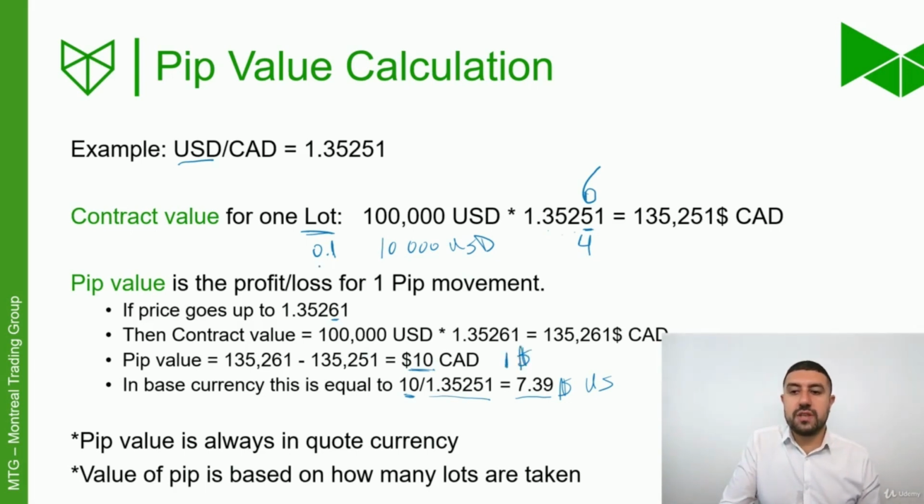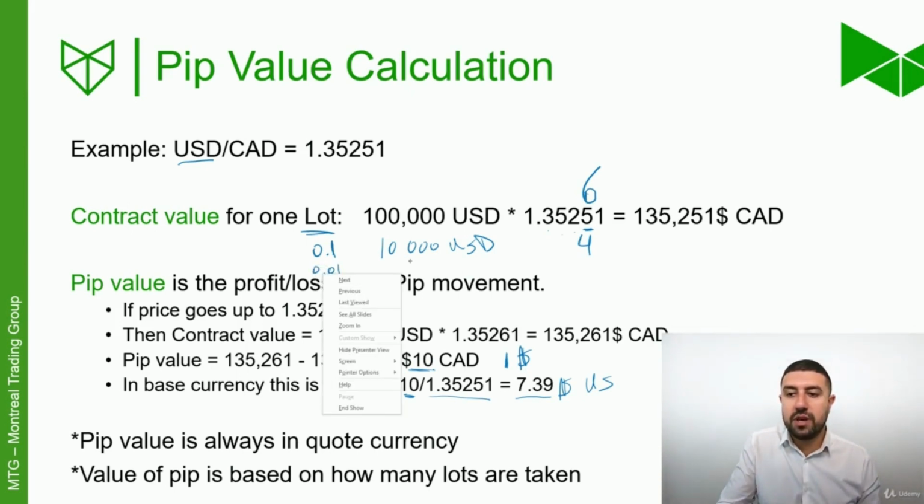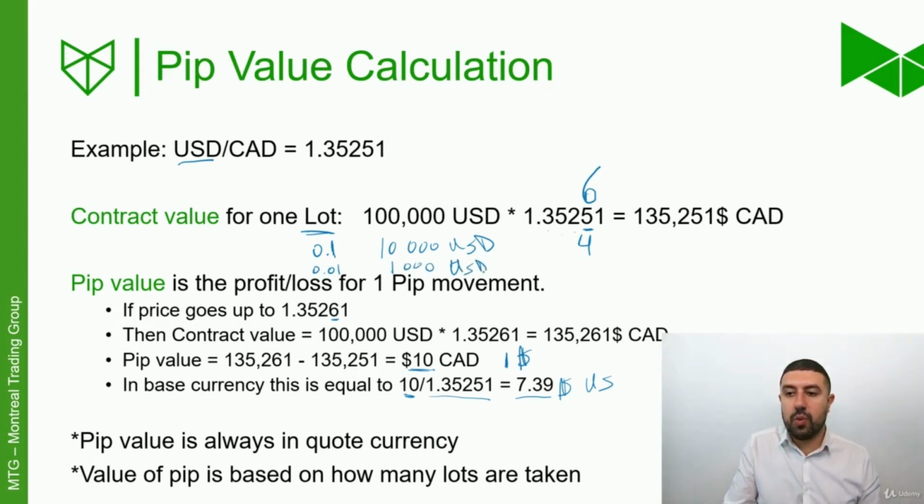If you wanted to trade 0.01 lots, okay, so 100th of a lot, meaning you just wanted to trade in 1,000 increments, well, what would have been your pip value? Well, 10 times less than this one. So it would have been 10 cents, right? That would have been your pip value.